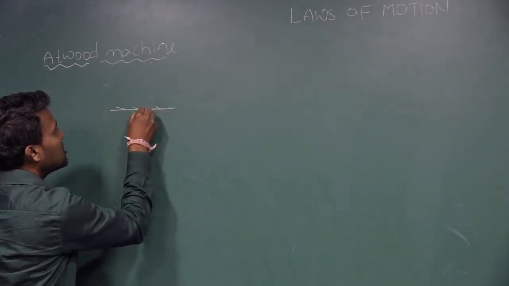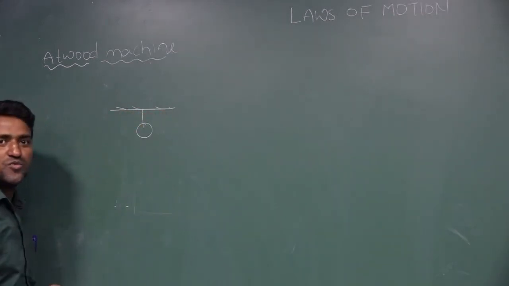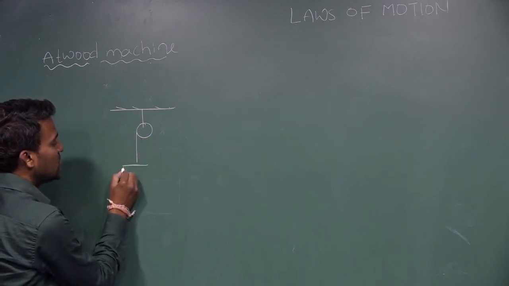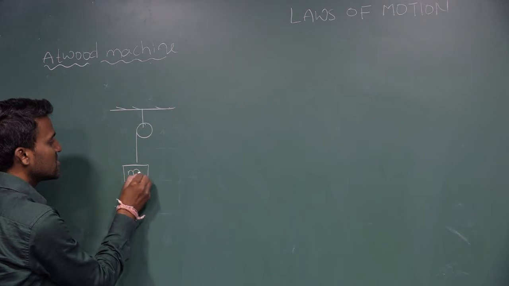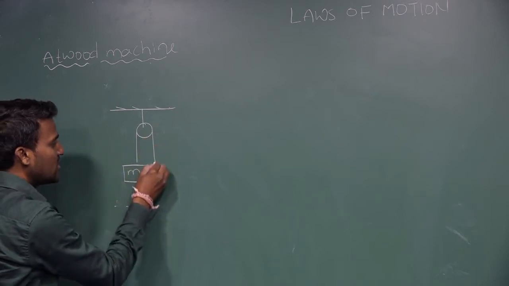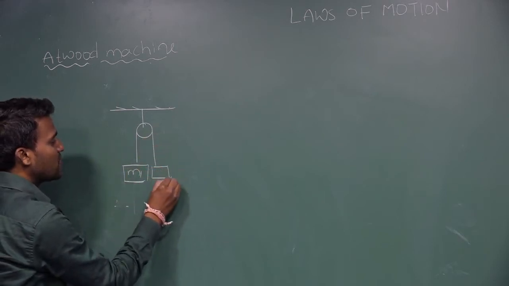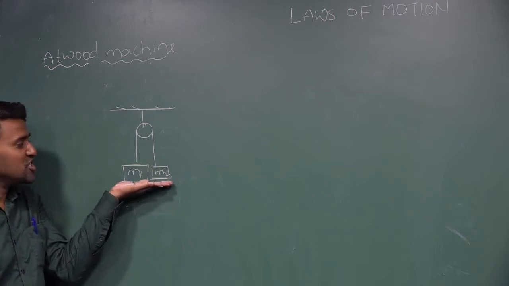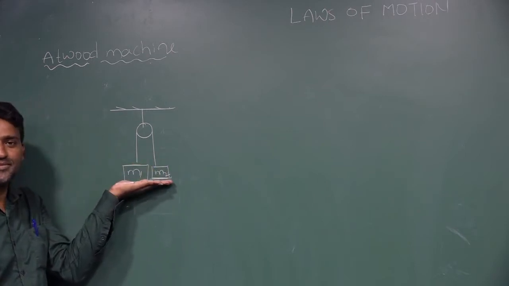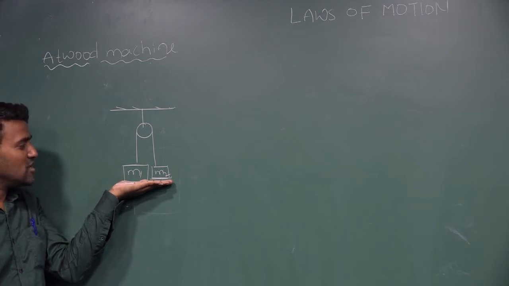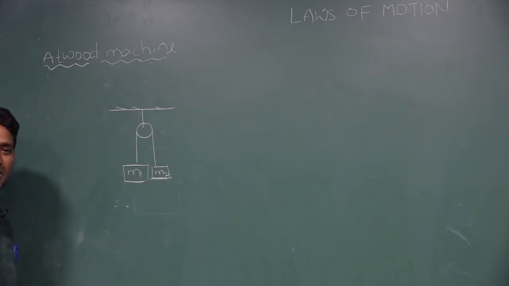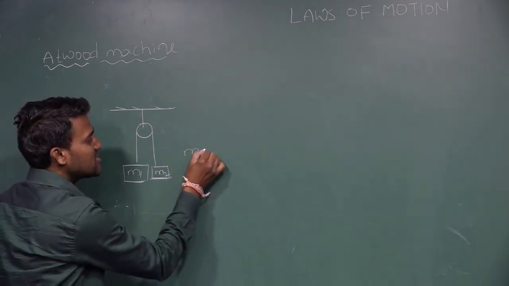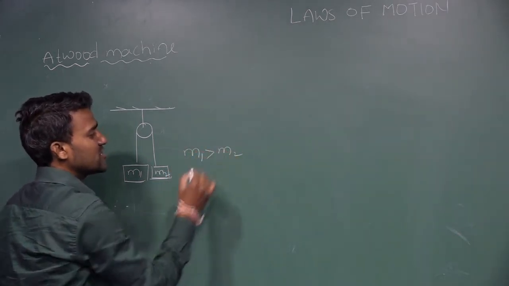One beam, a frictionless pulley I am taking. On one side it is mass m1, and on the other side I am taking mass m2. This is mass m2. Both are placed initially on a horizontal surface. Now suddenly I remove my hand. When I remove it, the mass of the first object is greater than the second object.